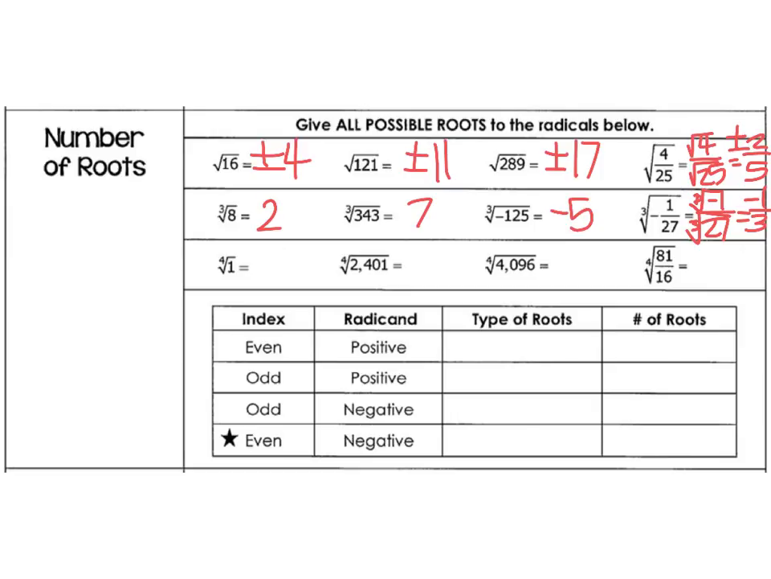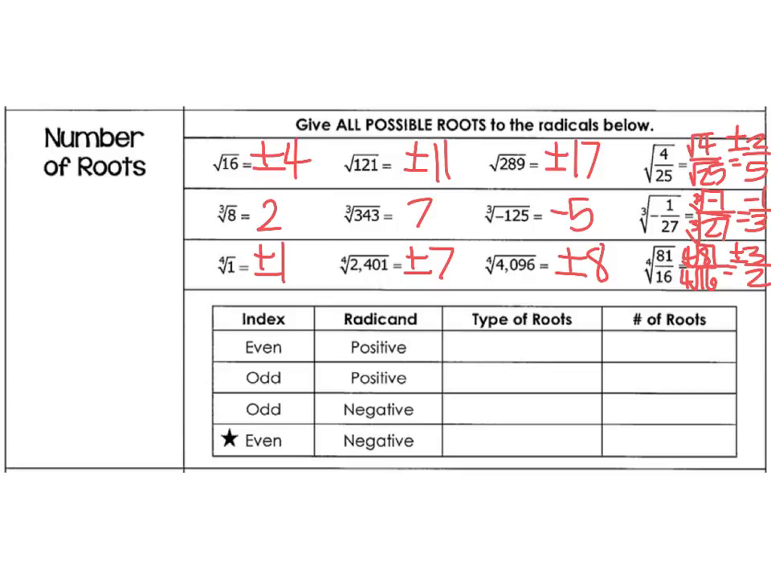The fourth root of 1 is going to give us positive or negative 1, plus or minus 1. Fourth root of 2,401, if you plug that into your calculator, should be plus or minus 7. Fourth root of 4,096 is going to be plus or minus 8. Fourth root of 81 over 16, rewrite that as fourth root of 81 over the fourth root of 16, and you're going to get 3 over 2, and it's still plus or minus.